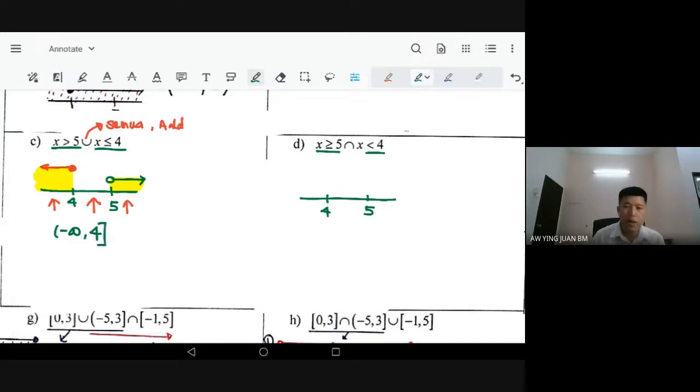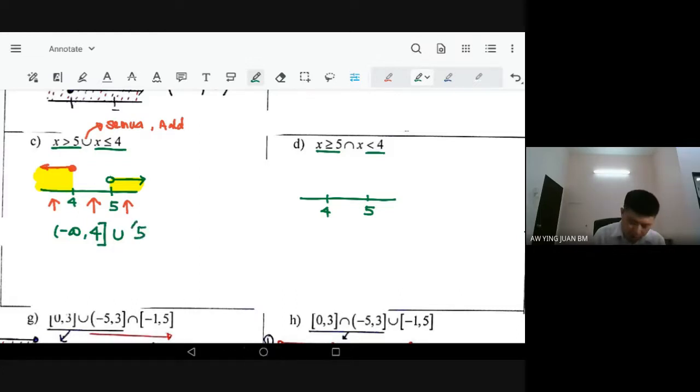So, square bracket. Your answer mesti union. Final answer mesti union. Tak akan ada intersect. Ulang suara. Your final answer confirm will be union. Impossible to have intersect. Tak mungkin. Mesti union saja.